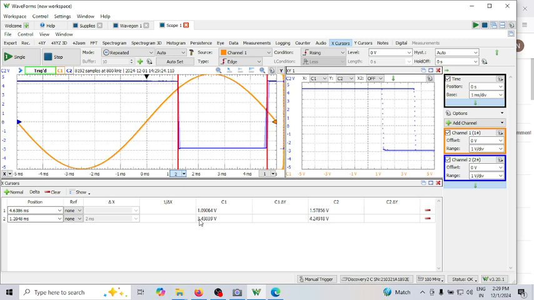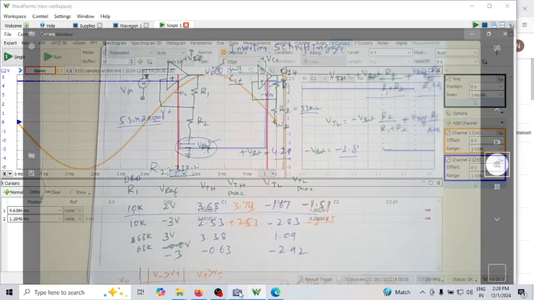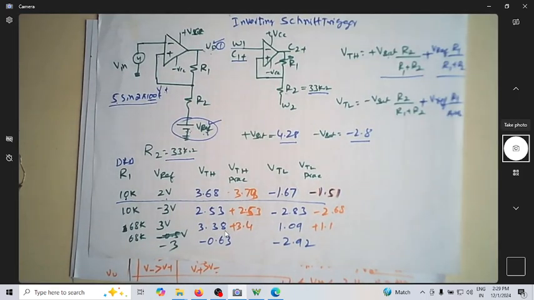Now it is 3.4, plus what is VTL. Interestingly, you can see VTL is also positive. It is plus 1.1. Calculation-wise also, you're supposed to get both positive. You expected 3.38, you're getting 3.4. You expected 1.09, you're getting 1.1. So both are positive. Interestingly, using this reference voltage you are able to make the transition points move both onto the positive side.